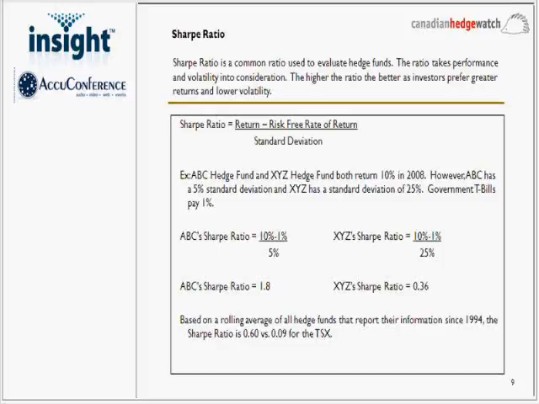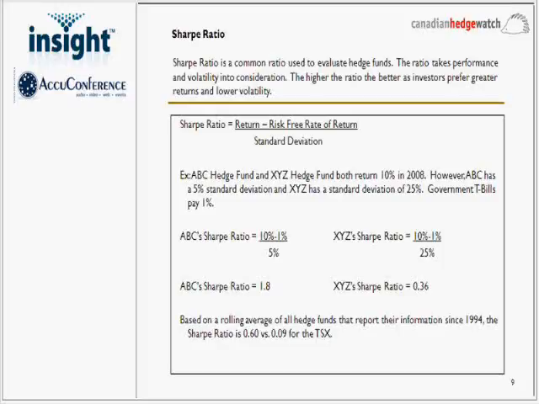And looking at annualized returns from 94 until end of 2008, the Sharpe ratio for our hedge funds on average is about 0.6, whereas it is 0.09 for the TSX. So from a Sharpe ratio perspective, the hedge funds have outperformed the TSX index as a whole, with higher return and lower volatility.